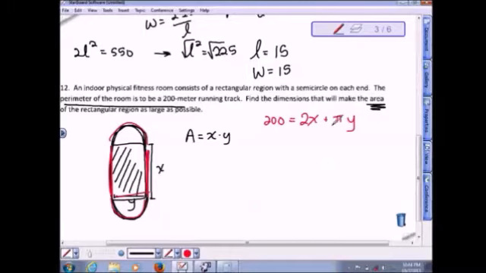So this is the perimeter. Now we just need to solve it for one of the variables. If we wanted to solve for x, for example, we could subtract pi y. So we have 200 minus pi y is equal to 2x. Then we can divide everything by 2.